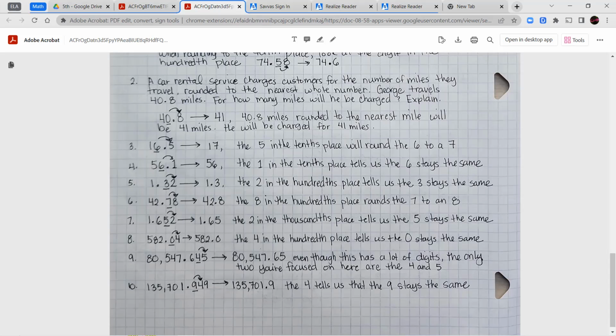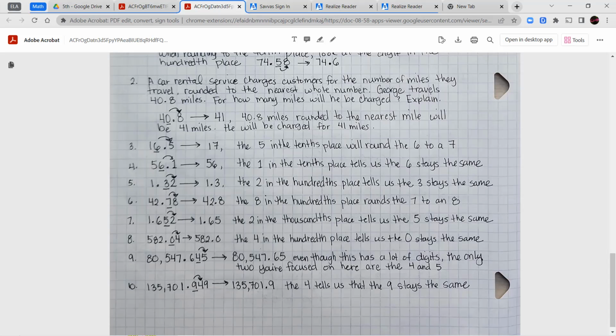For number 7, we have 1 and 652 thousandths. The digit that we're working with is going to be the hundredths place, which is the 5. In order to decide which way that 5 is going to move, we need to look at the thousandths place, which is the place value that comes right after it. In that thousandths place, we see that there is a 2. The 2 in the thousandths place tells us that that 5 is not going to change. It's going to stay the same. So your 1 and 652 thousandths is going to round down to 1 and 65 hundredths.